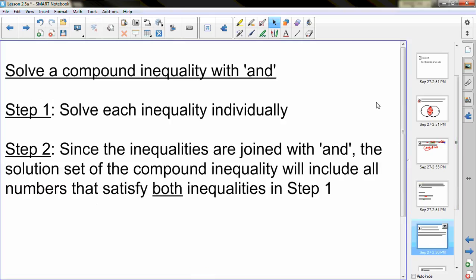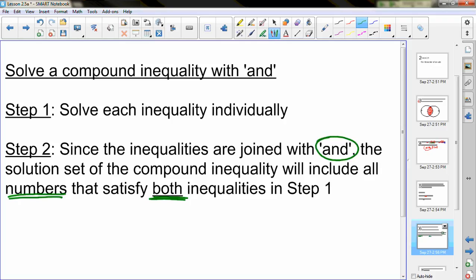All right, now here's really quick step 1 and step 2, how to solve a compound inequality with an "and." We're going to solve them just like normal, just like we did last lesson. You're going to solve them individually. Since the inequalities are joined with an "and," when you solve them and graph them, you are going to look at the numbers that are shaded in both inequalities. So for an "and," it's important that you are looking at the numbers that are shaded on both. We're going to solve them, graph them, and see what numbers are shaded on both inequalities.